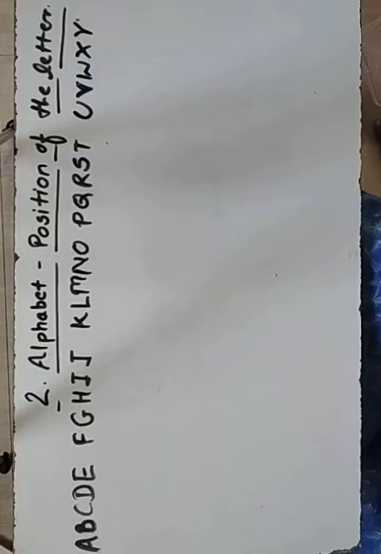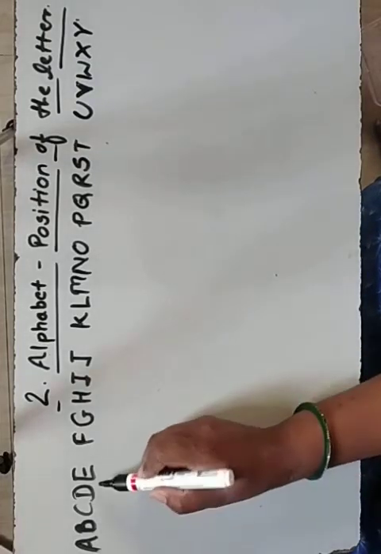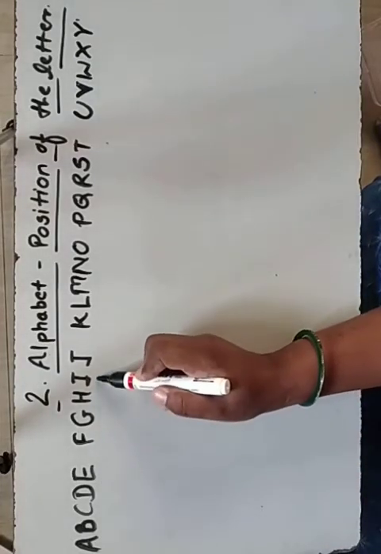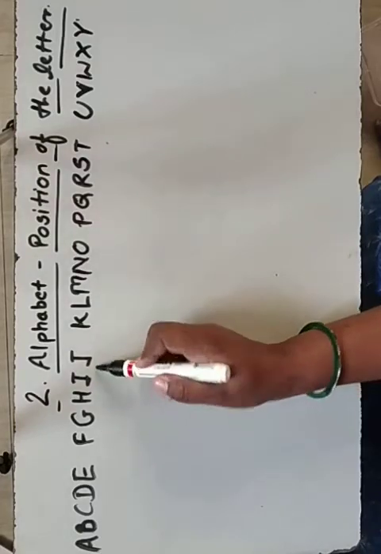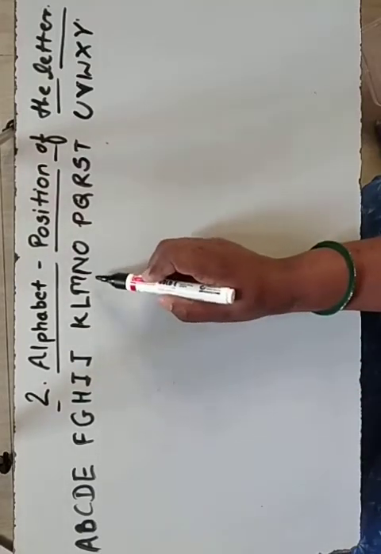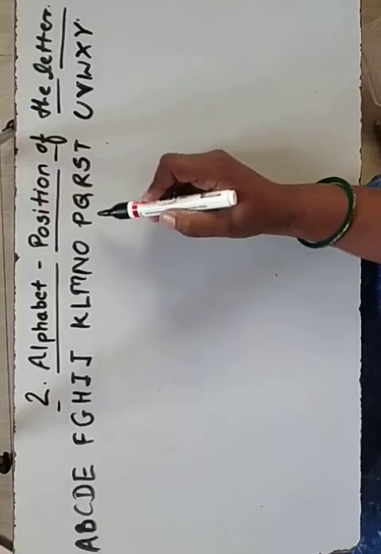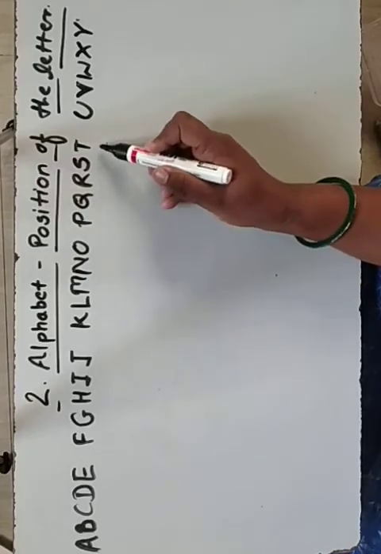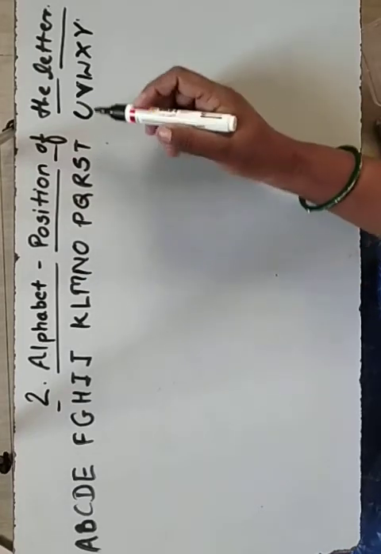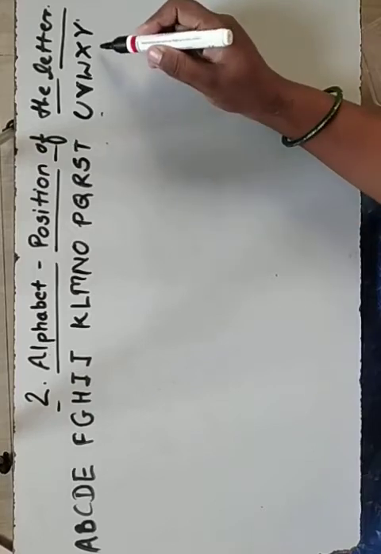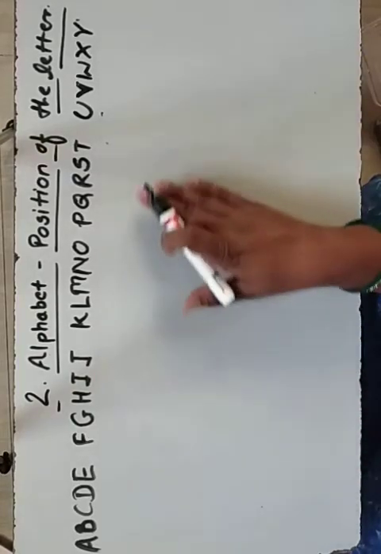A, B, C, D, E. These 5 letters I took together. Then F, G, H, I, J. These 5 letters. Next 5 letters K, L, M, N, O. Then P, Q, R, S, T. Next U, V, W, X, Y. So this is the series.